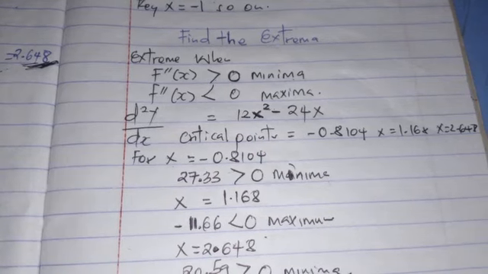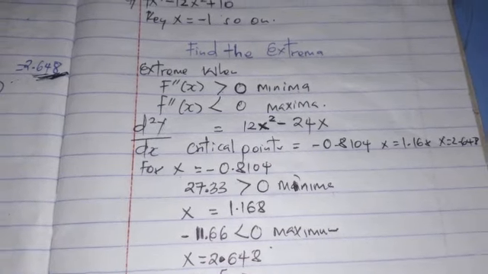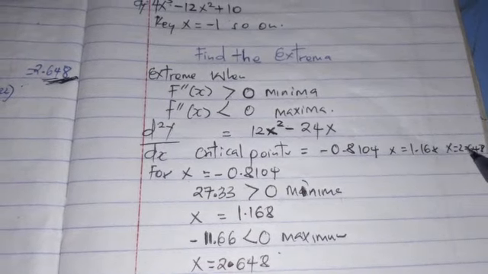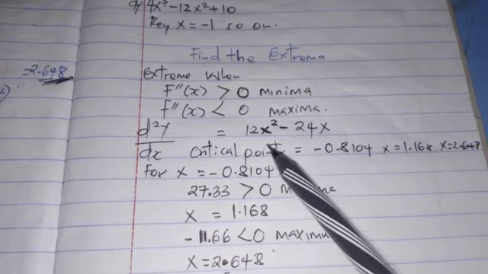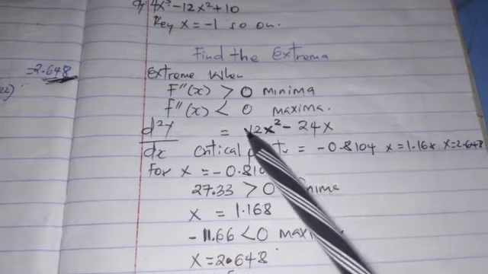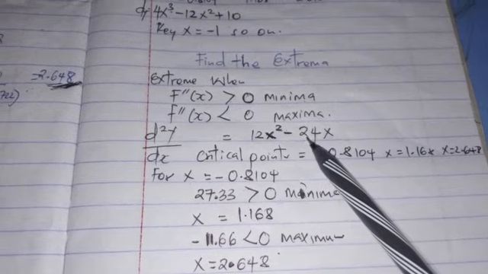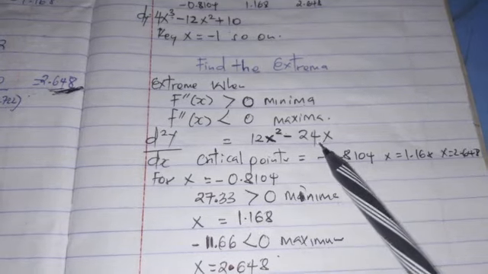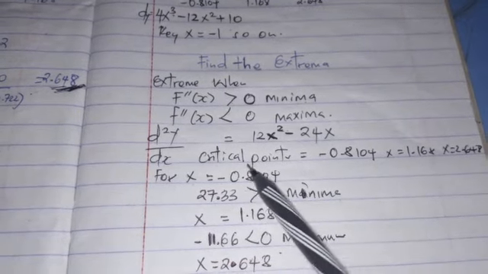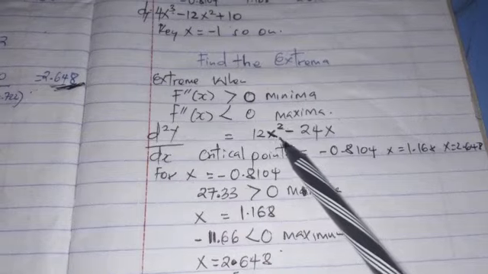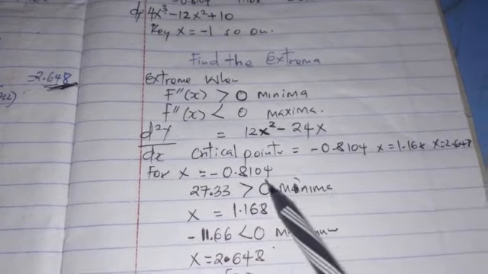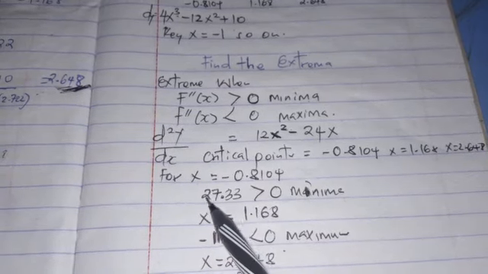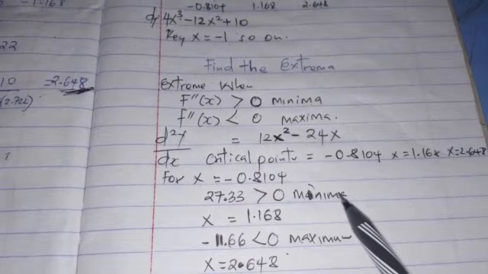So you are going to take these critical points and replace them in this second derivative function, to find the value of the output. If the output is greater than 0, that is a minima. So I took this point and put it in where there is x, and I found the output to be this one. So this point is greater than 0, so this is a minima.